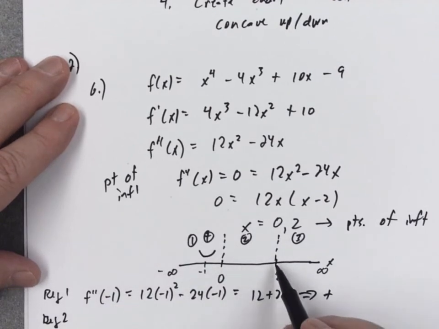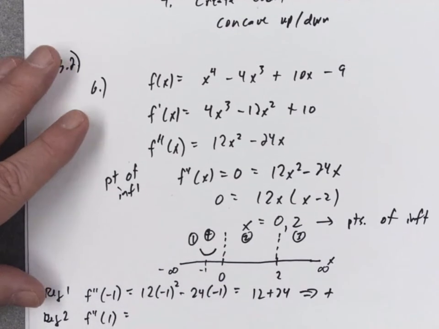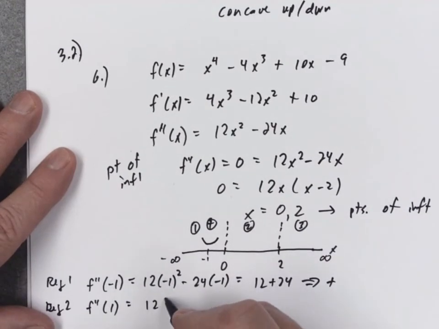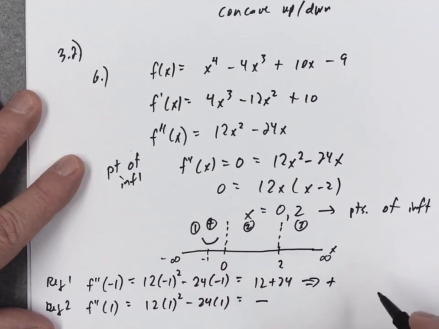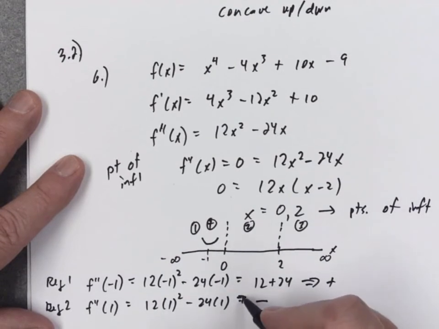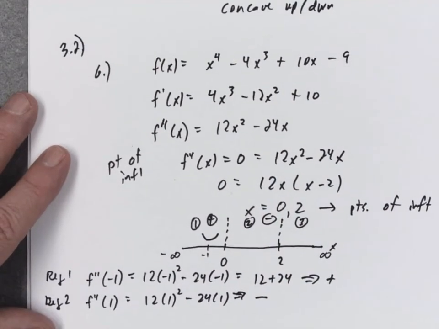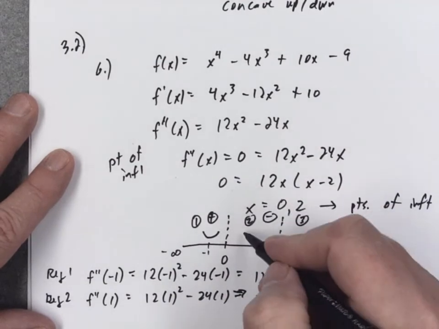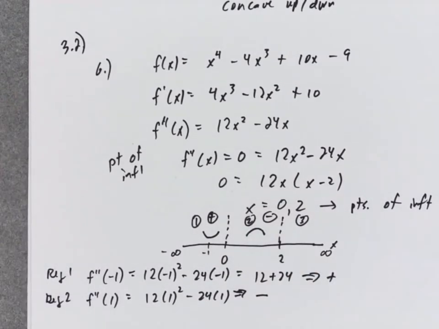For region 2, I need to pick a value of x between 0 and 2. I'll choose 1. So I plug in 1 for x in my second derivative equation. So 12 times 1 squared minus 24 times 1. 12 minus 24, right away I can see it's negative. Region 2 is a negative region. A negative second derivative means concave down. So in region 2, my graph is going to be concave down.